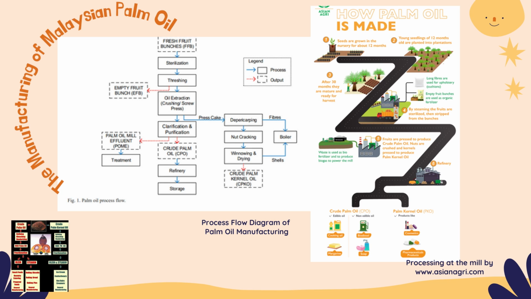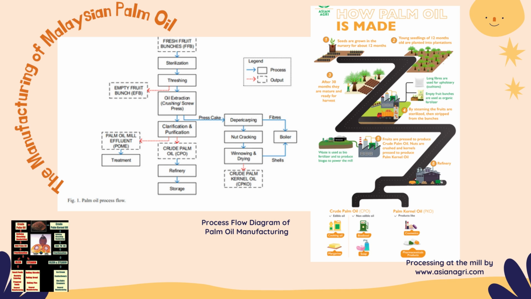Once the FFB has been stripped, any waste is reused, so the long fiber in the stalks can be used to make mattresses and car seat cushions, while the remaining empty fruit bunches are returned to the soil where they help retain moisture before serving as fertilizer when they eventually decompose.